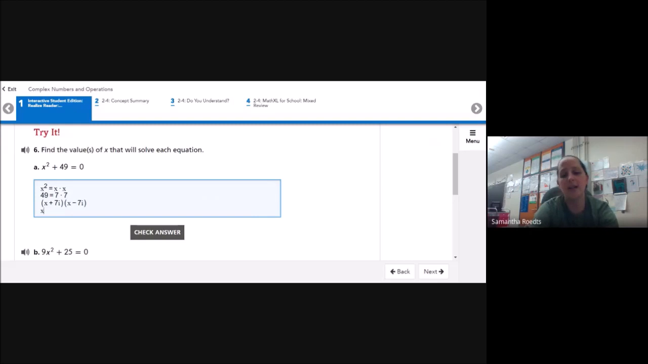Okay. So I can take each of these and set them equal to 0. So when I solve, x plus 7i equals 0, so x equals negative 7i, and then x minus 7i equals 0. I add 7i to both sides. So x equals negative 7i and 7i.